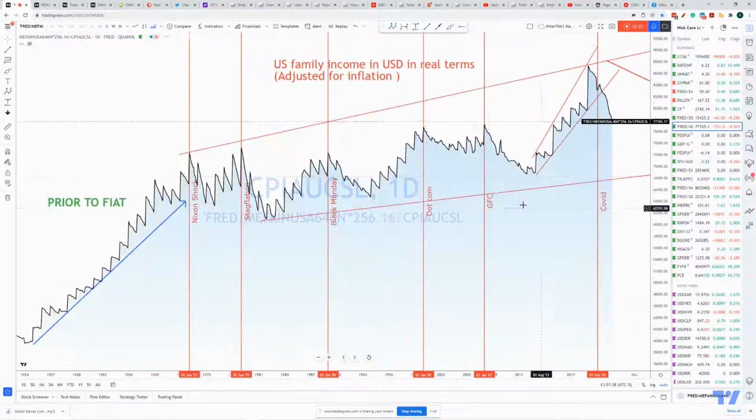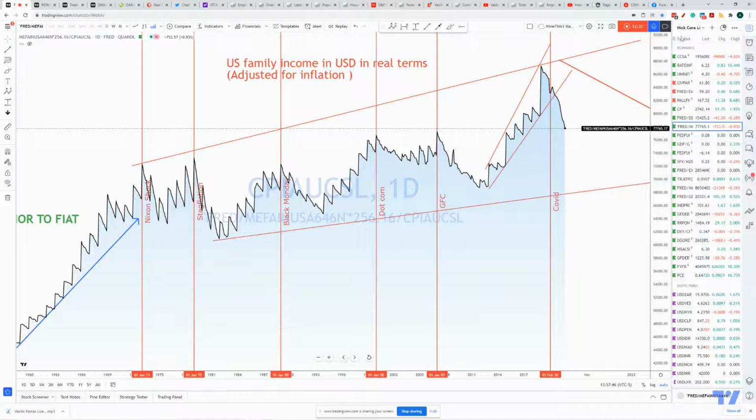What about U.S. family income? Okay, again, adjusted for inflation. We had the big bump with all the free candy for everybody right in here, and then kaboom, collapsed.